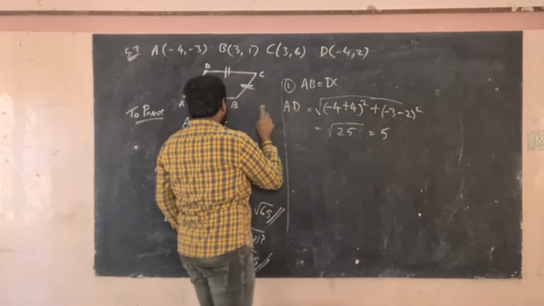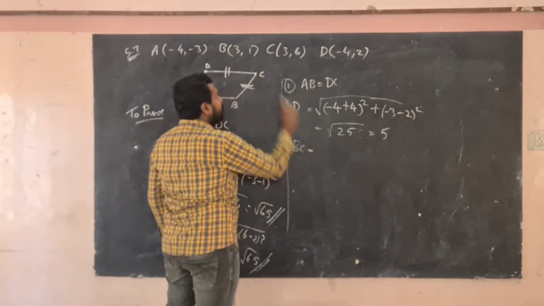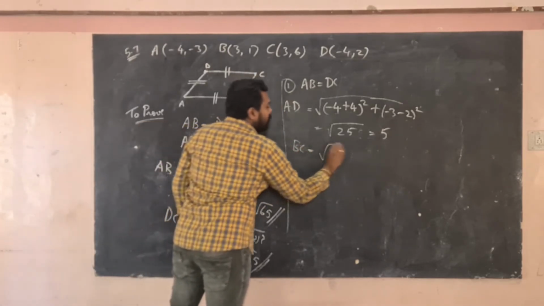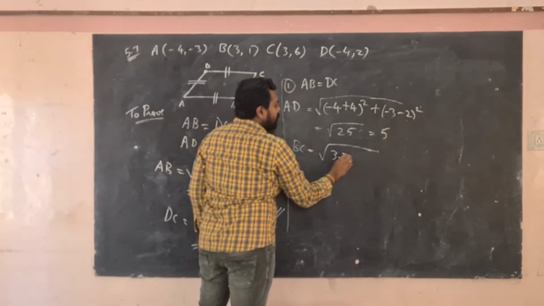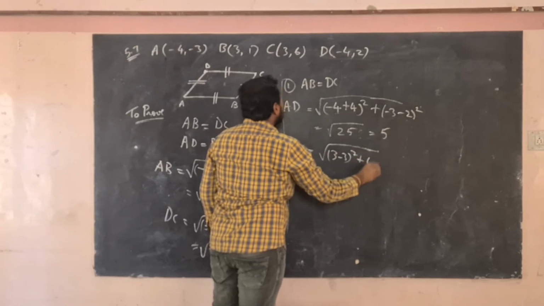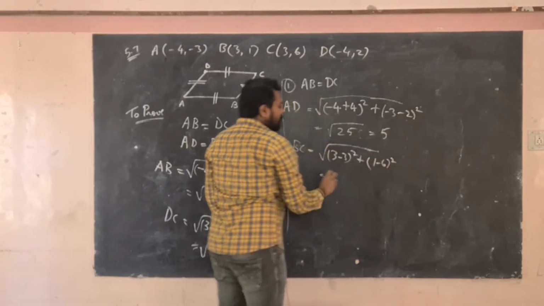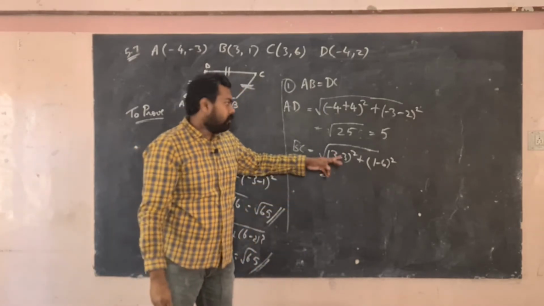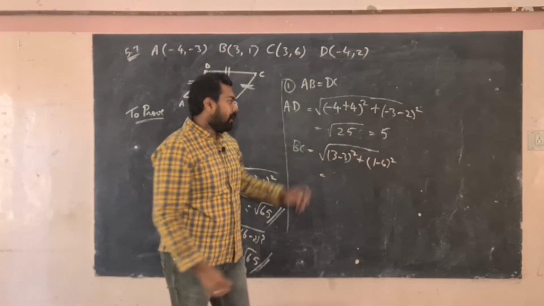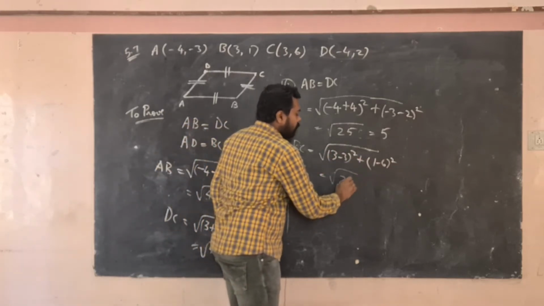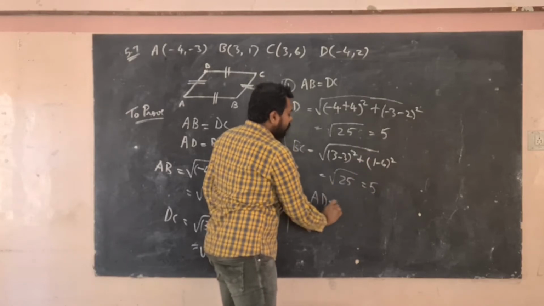Okay, next AD we have found. Lastly we have to find BC. What is BC? These 2 points. So square root of 3 minus 3 the whole square plus 1 minus 6 the whole square. 3 minus 3 is 0. So we need not worry about this term. 1 minus 6 is minus 5. Minus 5 the whole square is again 25, which is nothing but 5. So AD equal to BC.